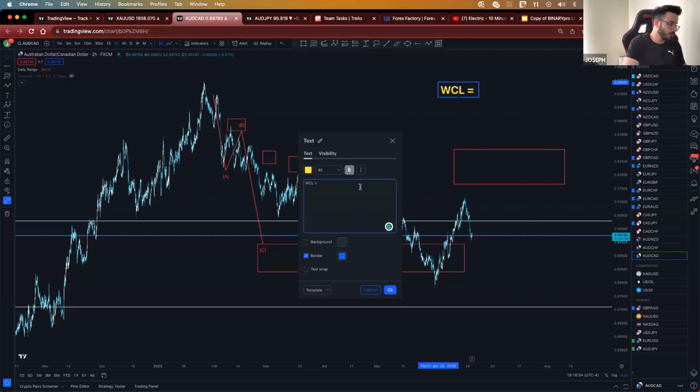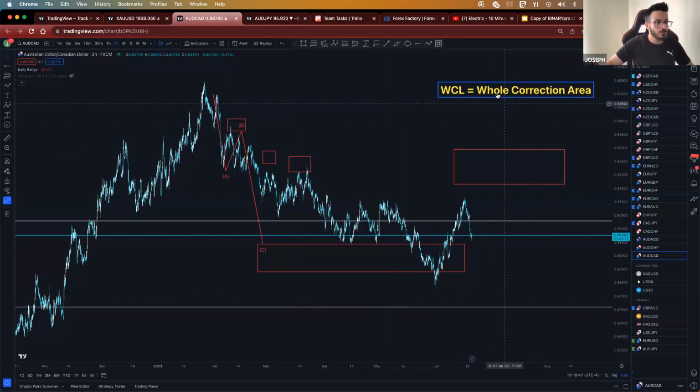So it's called the whole correction level, or area, I'm gonna call it. Both are the same. So this area we call WCL. What does that mean? It's the whole correction level of the whole sequence itself.